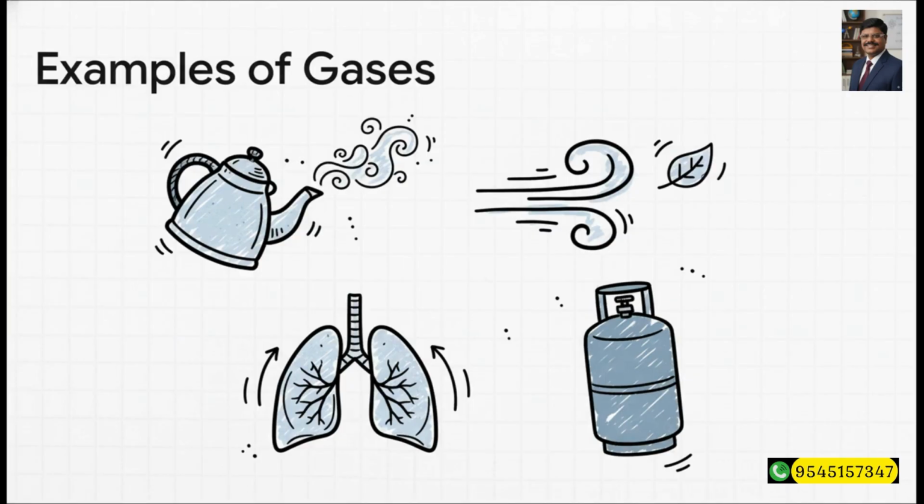The air all around us? That's a gas. The oxygen we need to breathe? Also a gas. Even the LPG used for cooking is a gas that's just been squished into a cylinder. You might not always see them, but they are definitely there, taking up all the space they can.